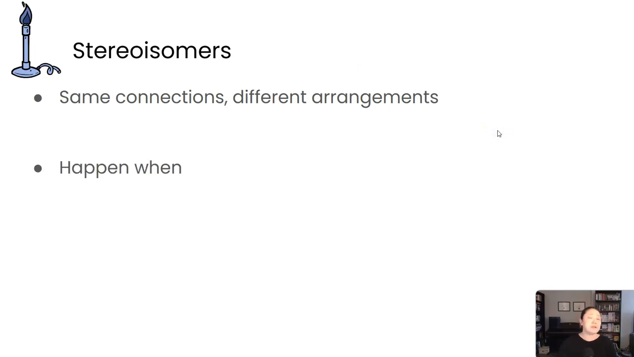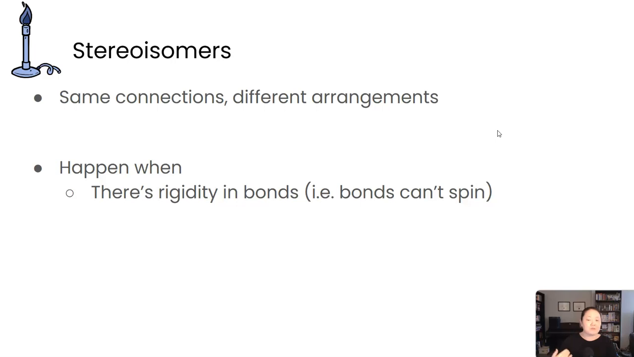There are two ways that you can get stereoisomers, and one of them is when you have rigidity in bonds. Most of your sigma bonds, most of your single bonds, are able to spin, but there are a few types of bonds that won't spin. When you have that type of bond, this is one way that you can have all the same connections, but have the arrangements be different.